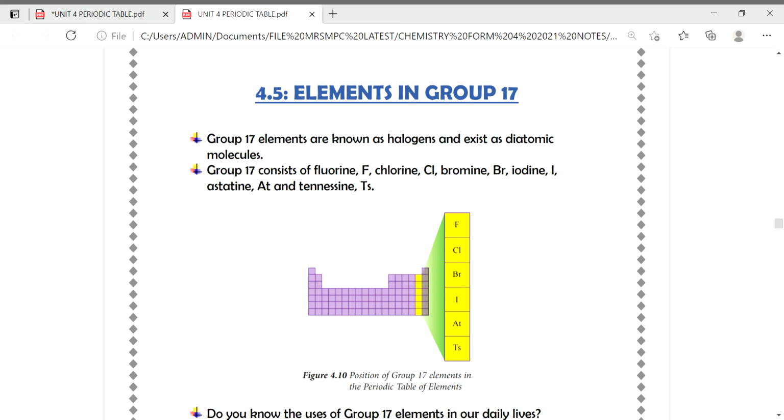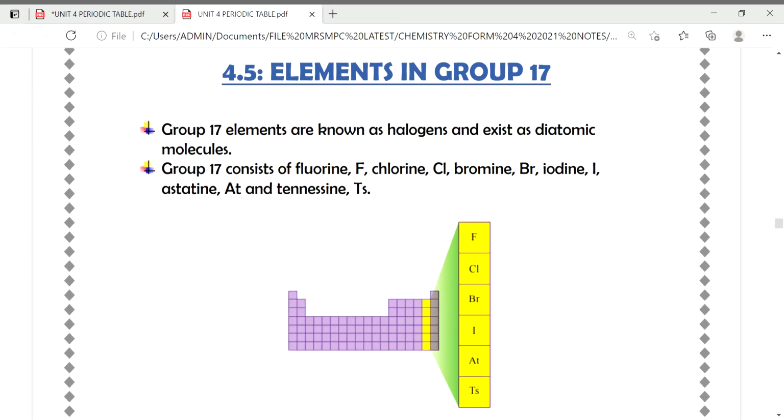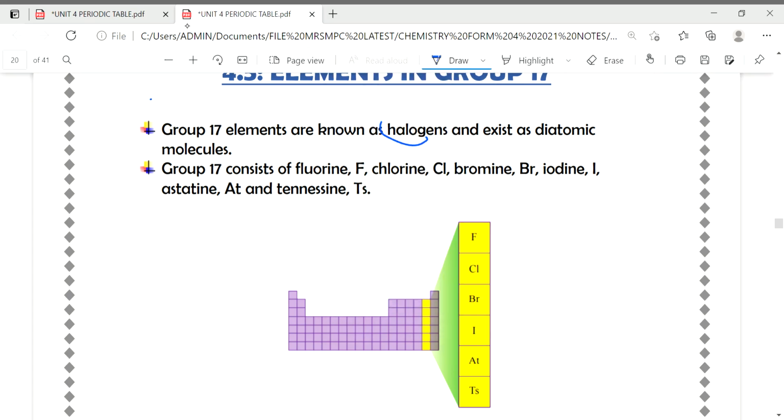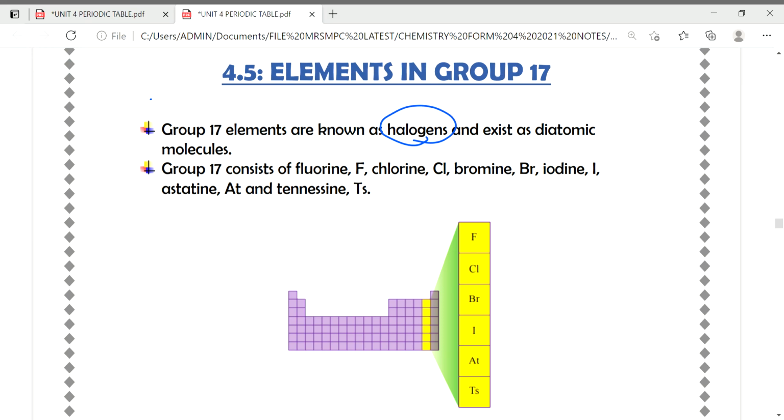Okay, so group 17, kita fokus pada group 17, means that all the elements in group 17 have 7 valence electrons. Group 17 are known as the halogen group, and they exist as diatomic molecules. Di is a prefix. Di means two. So the chemical formula of group 17 must be written like this.